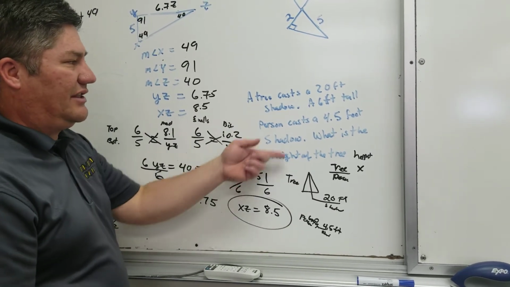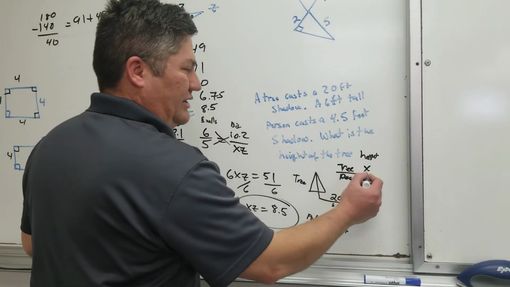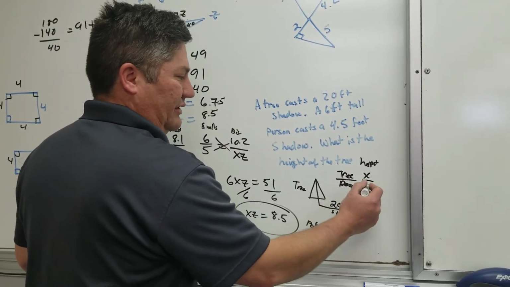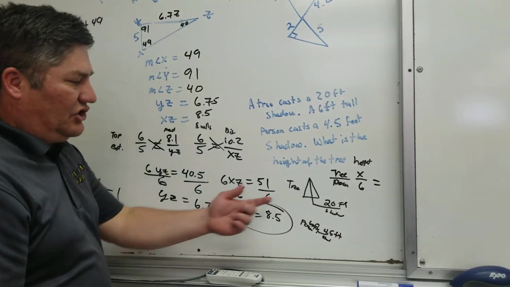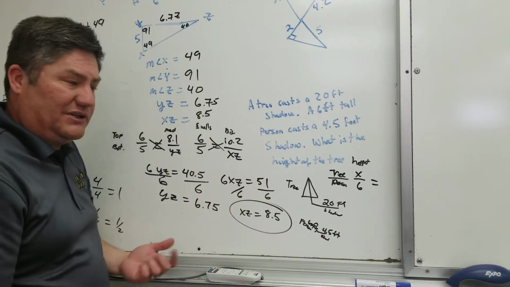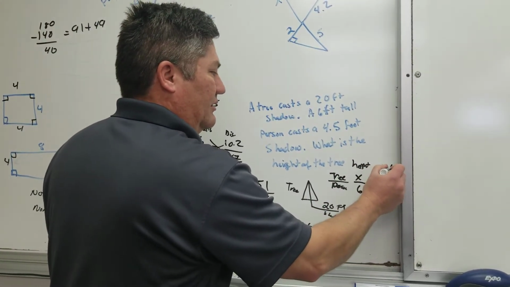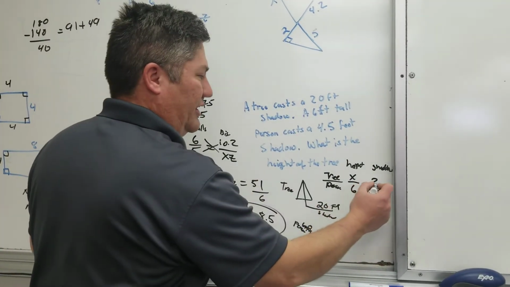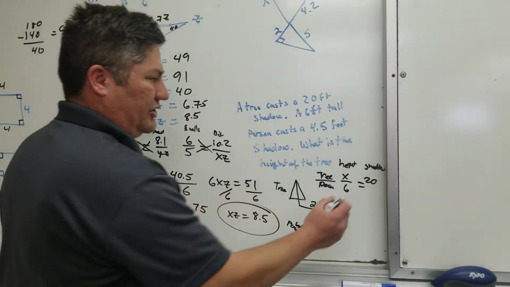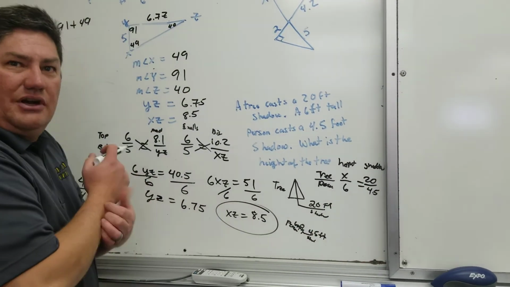Does it tell me the height of the person in the problem? It says a 6 foot tall person. So yes, I do know the height of the person. They're 6 feet tall. Okay. And then what does the 20 and the 4.5 represent? Represent shadow. Okay, so this is shadow length. What's the shadow length of the tree? 20. What's the shadow length of the person? 4.5. Now I have just another ratio that I'm going to cross multiply and solve.